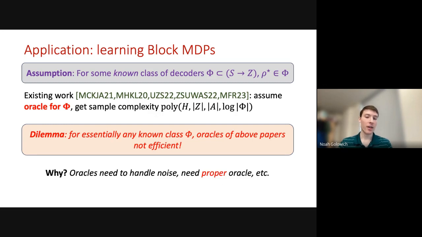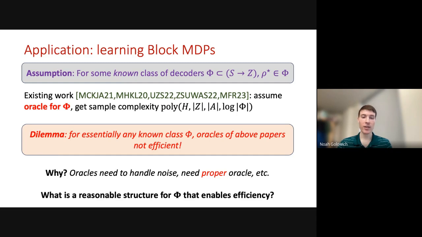And the reasons for this are numerous. One issue that comes up a lot is that these oracles need to handle noise. We only have efficient algorithms for noiseless versions of the problem. In many cases, learning with noise runs into barriers relating to the hardness of agnostic learning. Another problem is that many of these oracles require the learning to be proper, namely that it outputs some decoder in the class phi, whereas in many settings in supervised learning, we only have computationally efficient algorithms which are improper learners as opposed to proper learners. And there's several other reasons for which these oracles are not efficient.